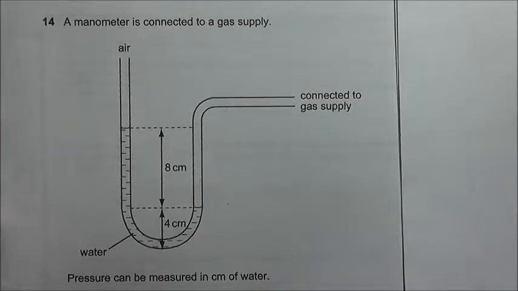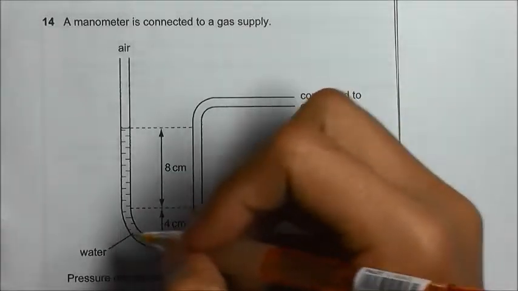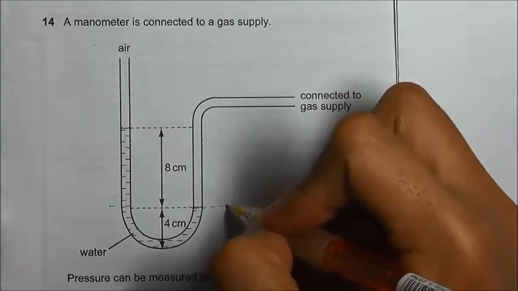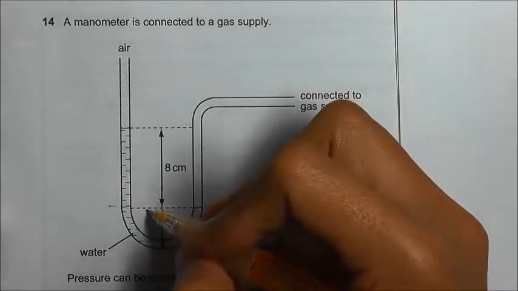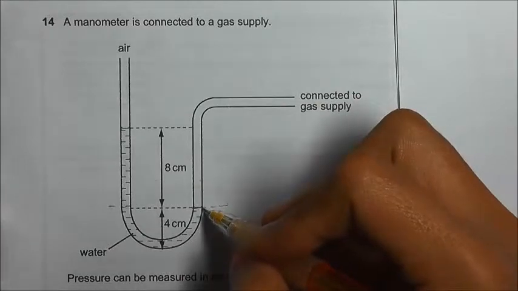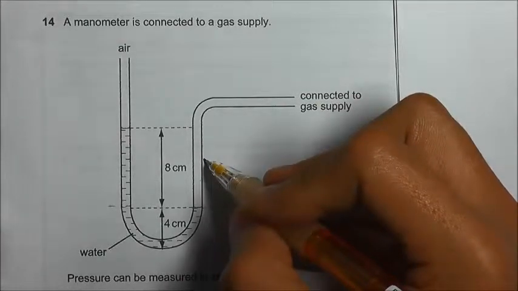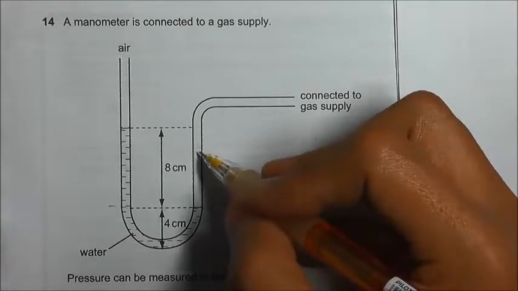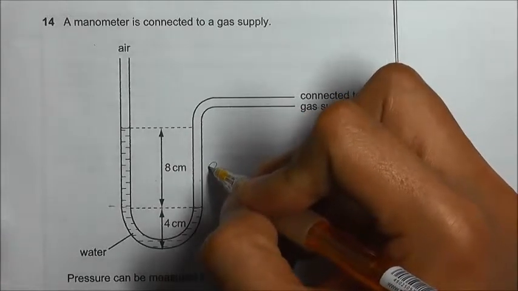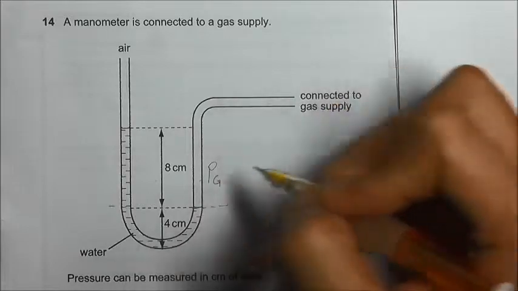Okay, this is a manometer. So what we can do is to draw a horizontal dotted line across here. So we know that the pressure above this dotted line on the left is equal to the pressure above this dotted line on the right. So the pressure down here will be just the pressure of the gas. Let's denote it as P subscript G.